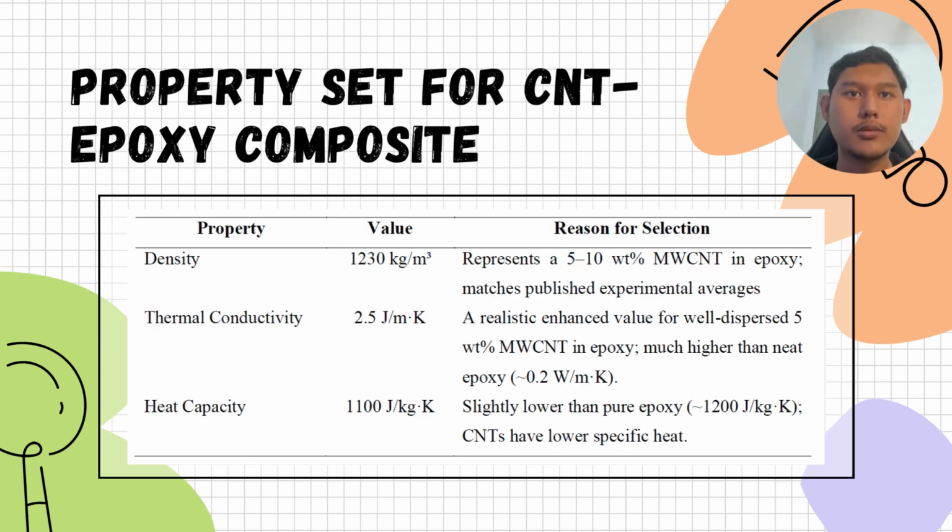We use CNT-Resin Composite for the fins because it's lightweight and resists corrosion. It has a density of 1,230 kg per meter cube, thermal conductivity of 2.5 watt per meter Kelvin, and heat capacity of 1100 joule per kilogram Kelvin. These properties make it a good alternative to copper, especially for reducing weight without sacrificing too much thermal performance.